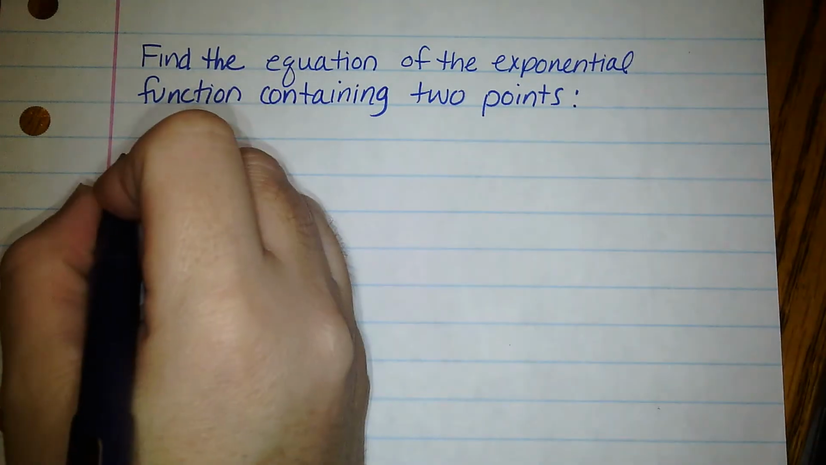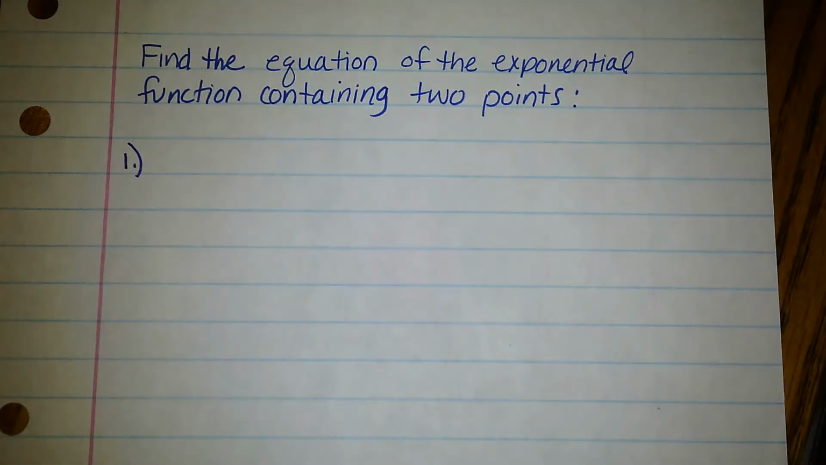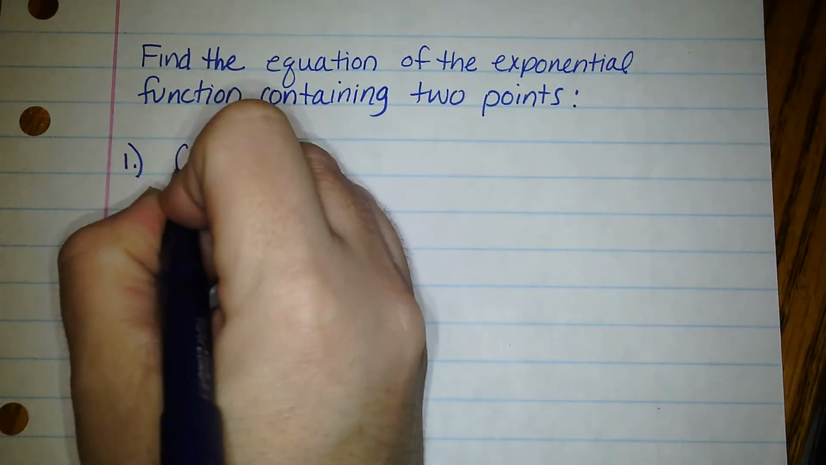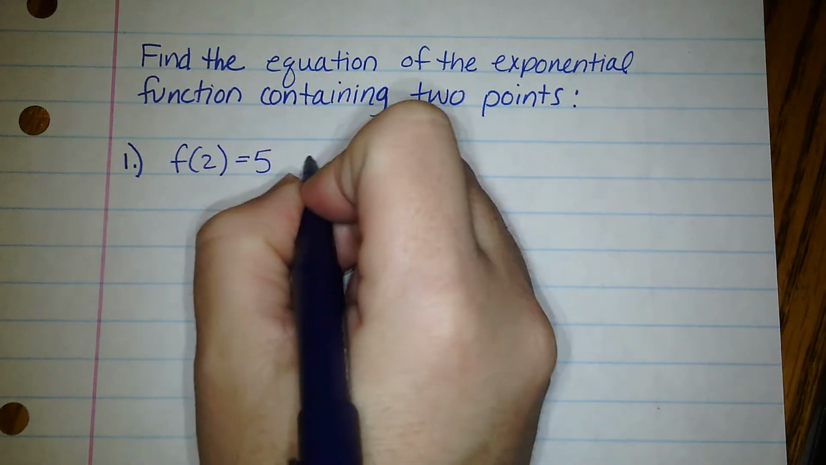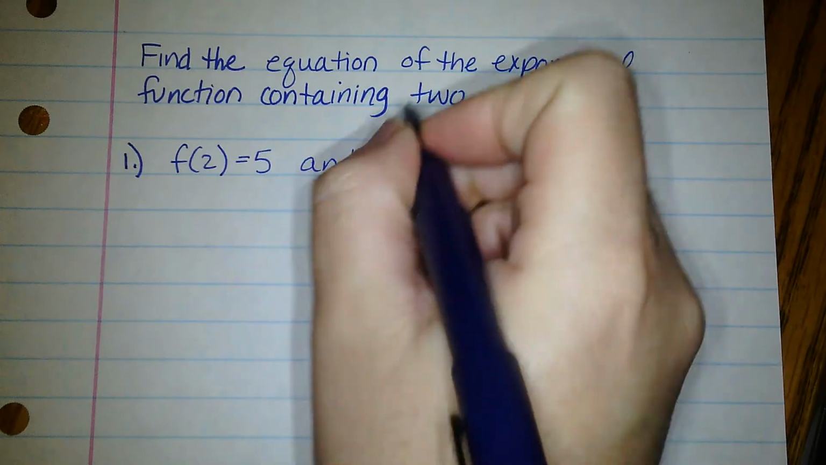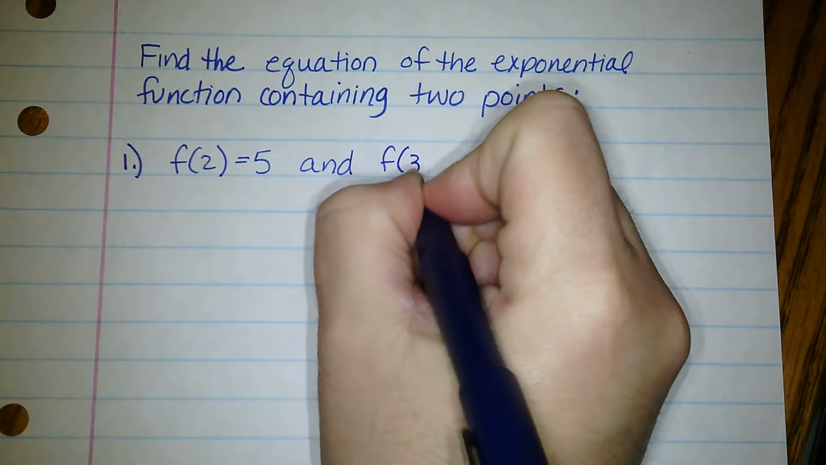Hey, so we're going to do our last transition, and we're finding the equation of an exponential function containing 2 points. Now, these 2 points are written funny, so I want to make sure that you understand what the x and what the y are. So I'm going to write it down the way you're going to see it, and then we'll talk about it.